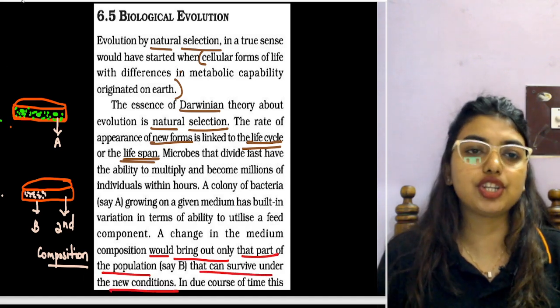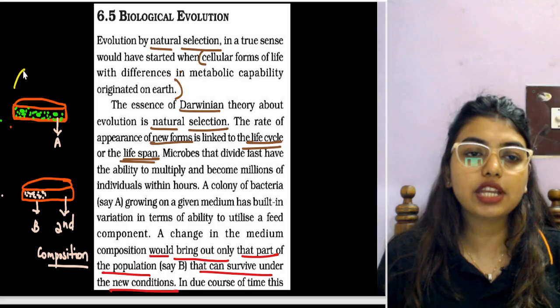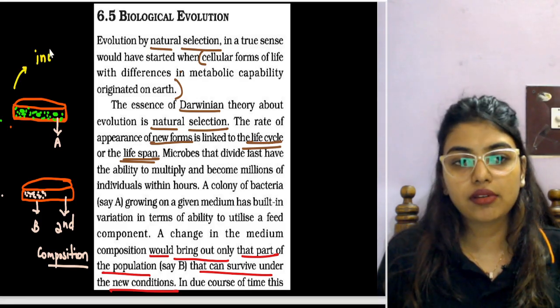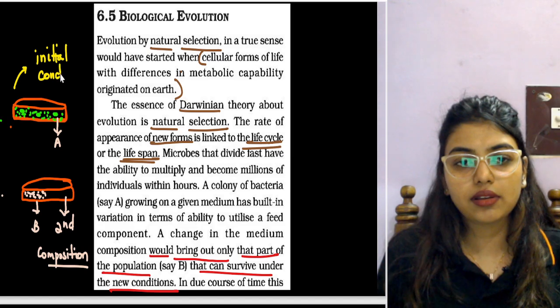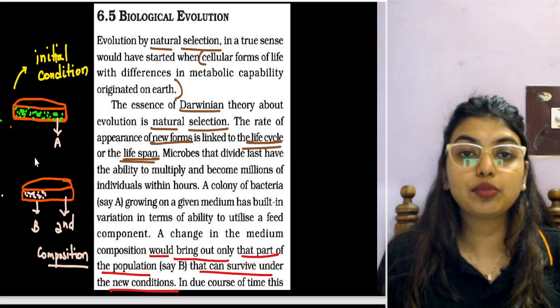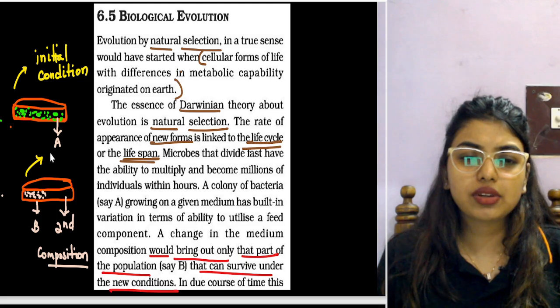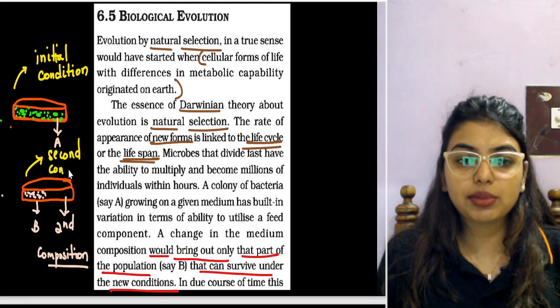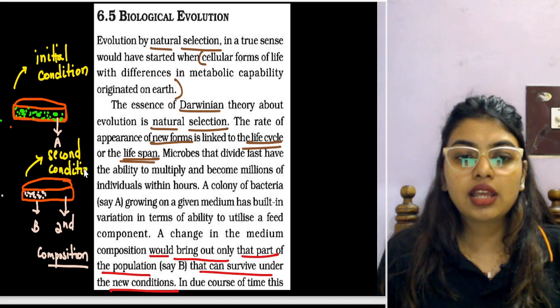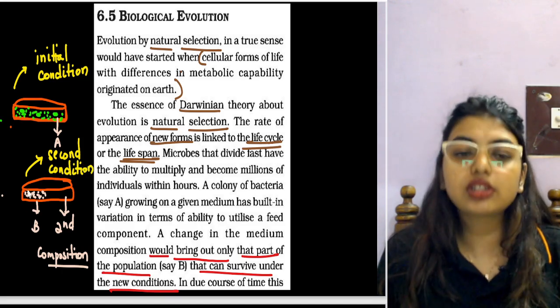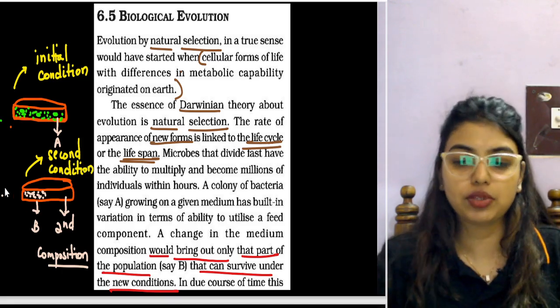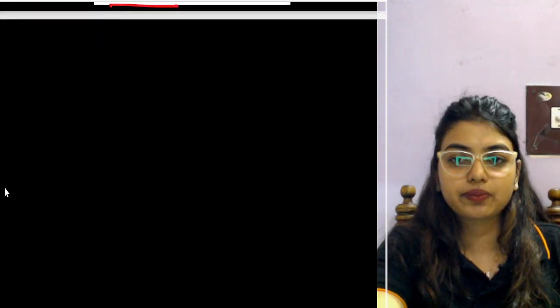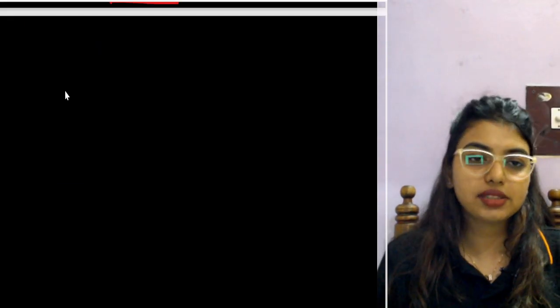Understood? New condition. So let's say this was the initial condition, which was favorable for them, and second I put a different condition. This was the second condition, which might not be very favorable for them. What is going to happen then? Whoever is going to survive in this is going to be my new population. Okay, that's what they did.